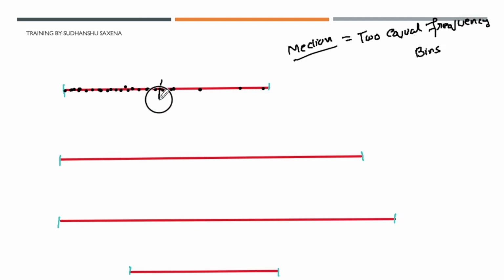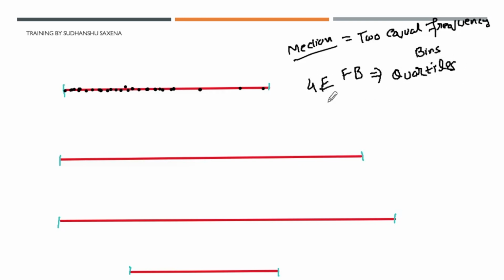So if this is my median value somewhere here, then the number of elements on this side will be equal to the number of elements on this side, right? This is what we call a median. Now just think, if I divide my data into 4 equal frequency bins, then I call that data quartiles.